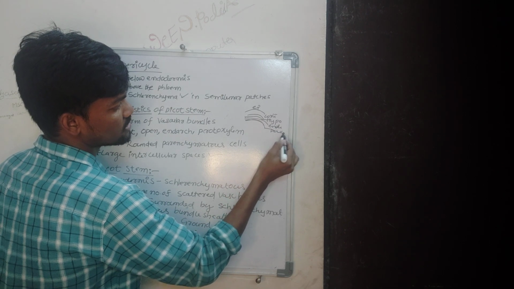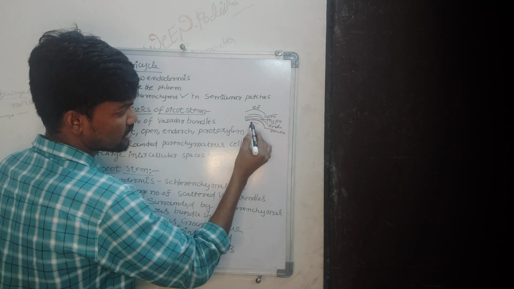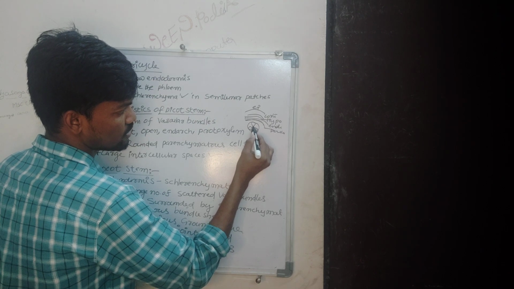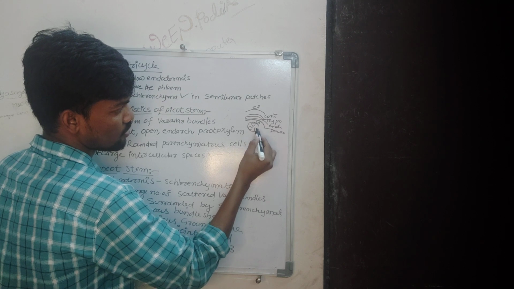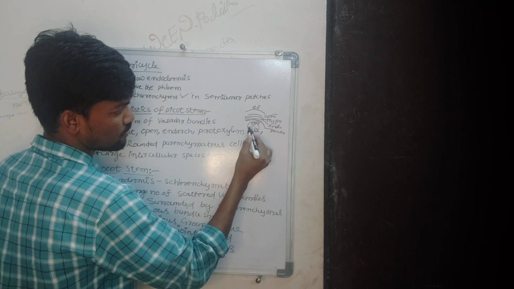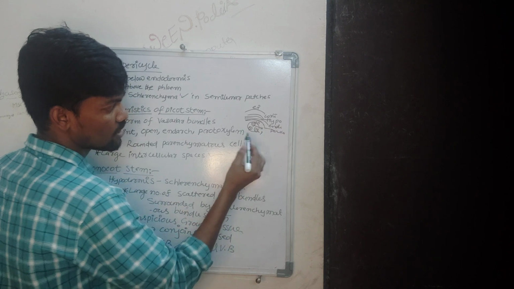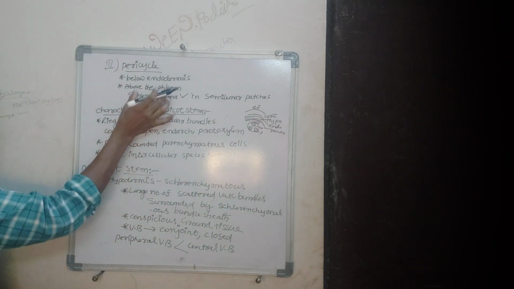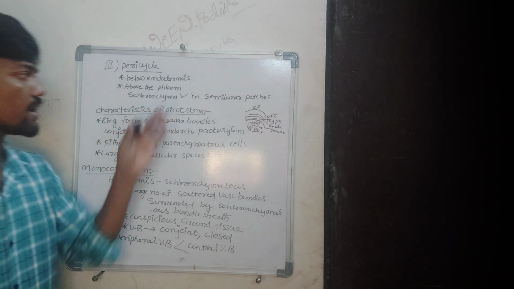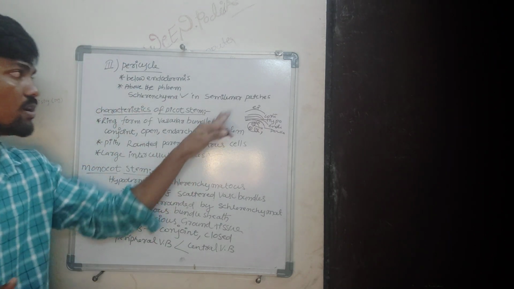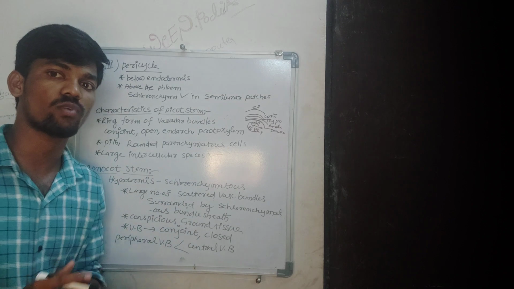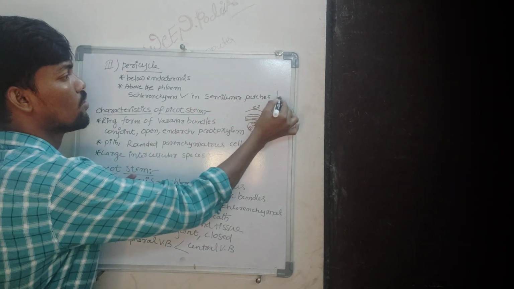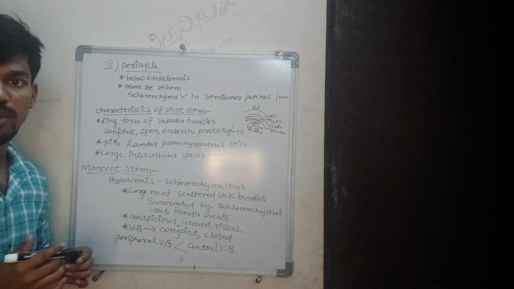Okay, this is the pericycle. The center is there. This is xylem and phloem. The upper one is phloem, and the one below is xylem. Above the phloem, what we find is sclerenchyma, present in semilunar patches. That is called sclerenchyma.